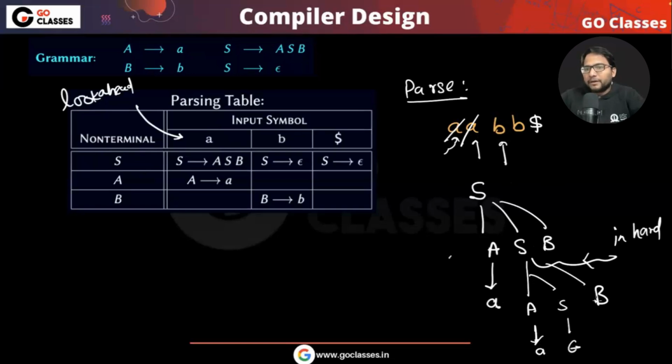And now you have capital V. Using capital V, you want to produce a small v. So you will go for this. And this B is coming here. Now you again have capital V, so you will do like this. And then the input is over. If input is over, and at the last you are getting dollar, then you will say that this is parsing successful, right? So parsing is successful.